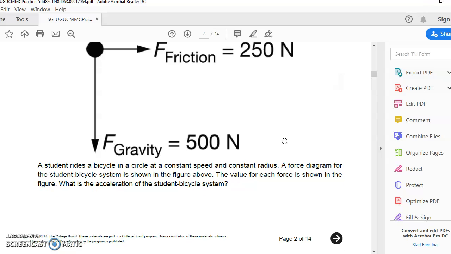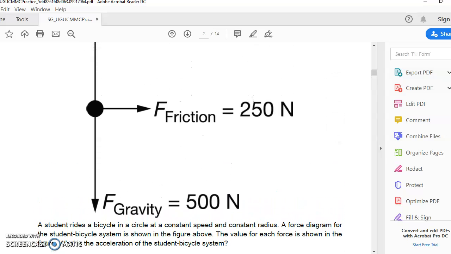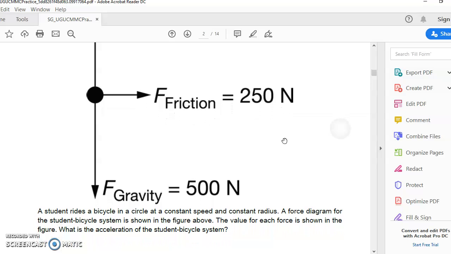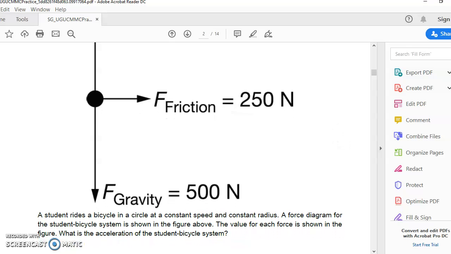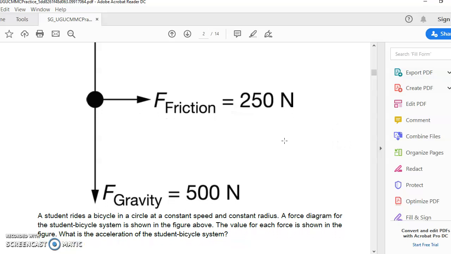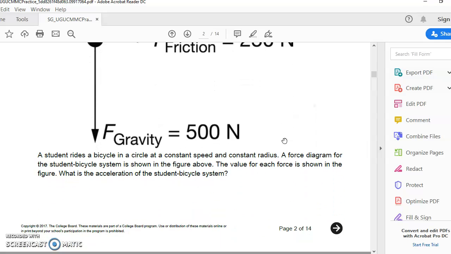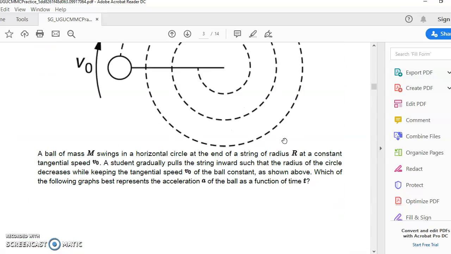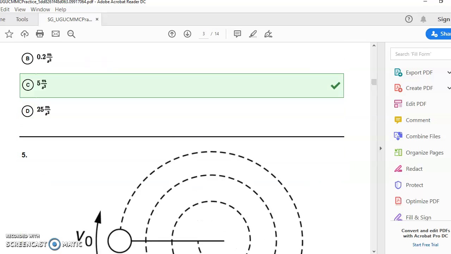And we need the mass of this thing. To find the mass, you're just going to use gravity. Gravity is 500. It's on Earth, so g is just going to be 9.8 or 10. So the mass is 50, because you're dividing that by 10. And the net force is 250, so 250 divided by 50 will give us our acceleration, which is 5 meters per second squared.